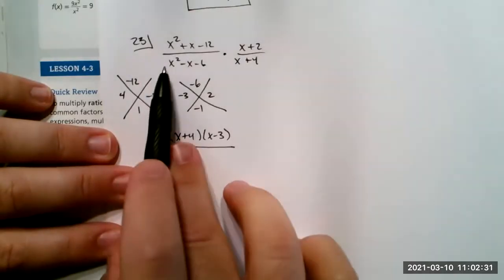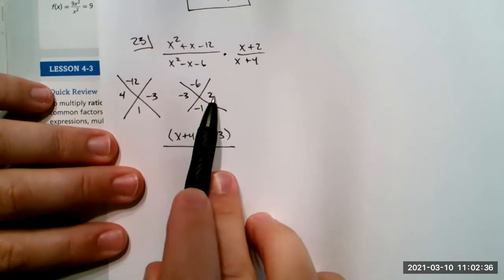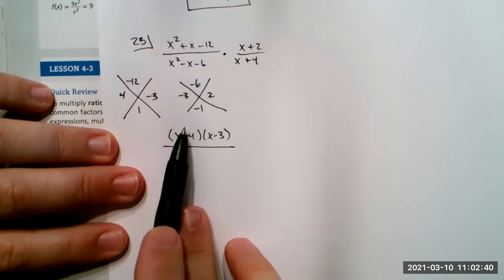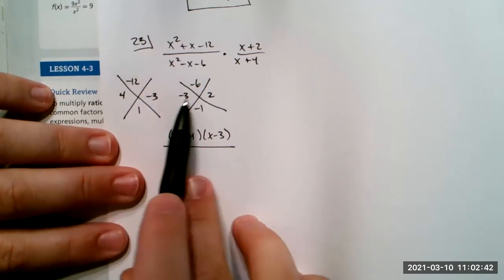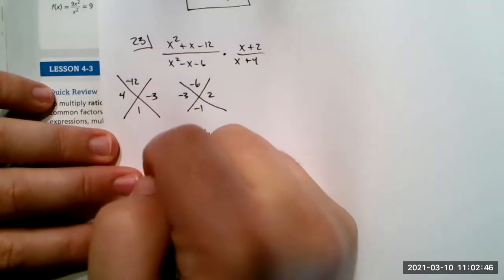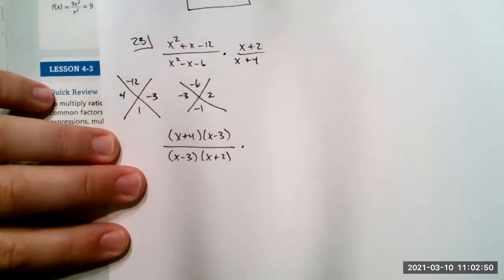Again, at this point, if that a value is something other than 1, I would have to go back and divide by that. If that was 2x squared, I would have to go back and divide by 2 and simplify. But since that's a 1, if I divide by 1, nothing changes. It's still a -3. It's still a 2. So I'm just going to write that. X minus 3, x plus 2.